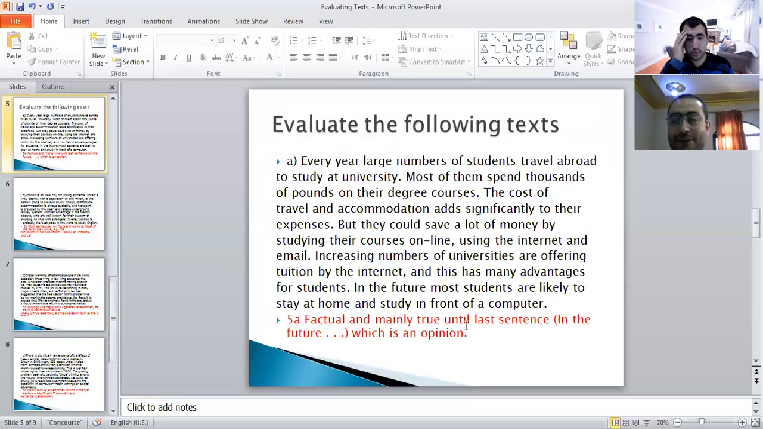So I already wrote the answer in red. Okay, so let's discuss this together. What about this text? What do you think of it?